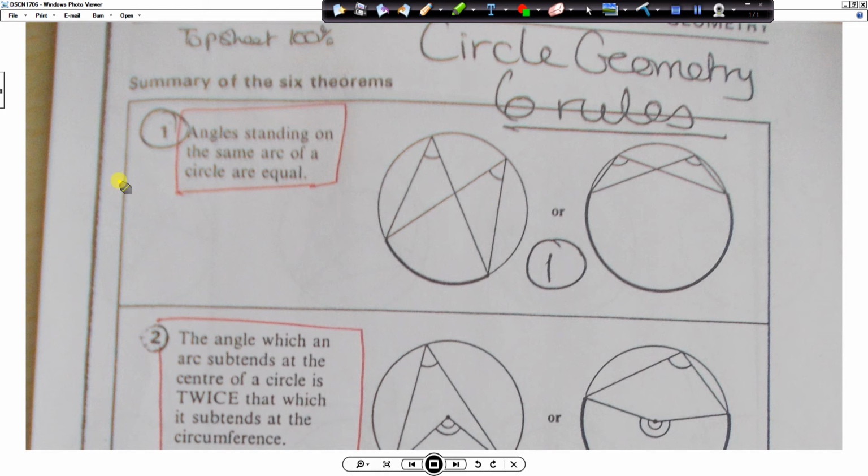We have circles. Rule number 1, angles standing on the same arc. So the arc they're talking about is where? Where's the arc? I'll try my best to make it as smooth as possible. This here is an arc. An arc is a part of a circle. So angles standing on the same arc of a circle are equal. So which angles are they talking about? They're talking about this angle here and this angle here.